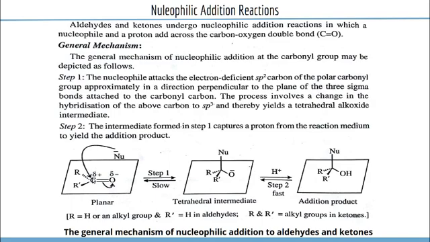So in this carbonyl group, when a nucleophile attacks, this electron pair will shift to the oxygen, that is the electromeric shift. So this oxygen will get a partial negative charge, and this carbon becomes partially positively charged. So the nucleophile attacks this partially positively charged carbon, which is electrophilic or electron deficient.